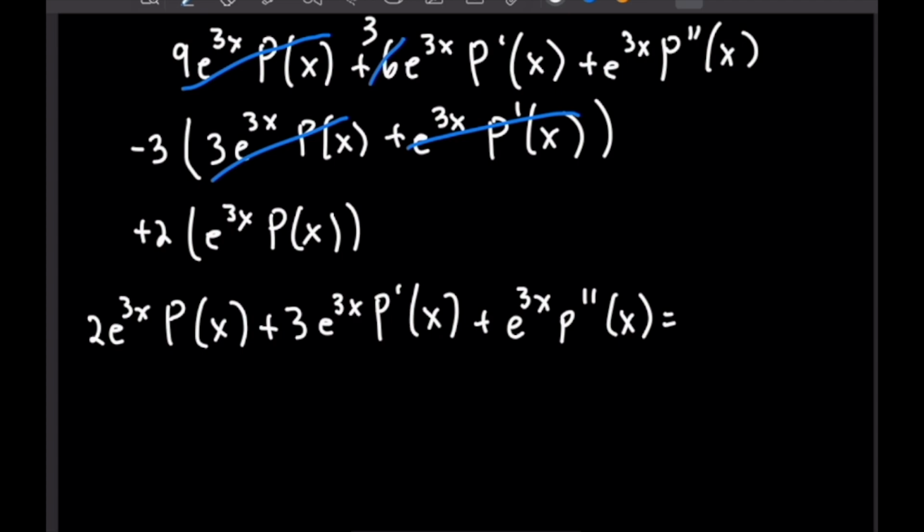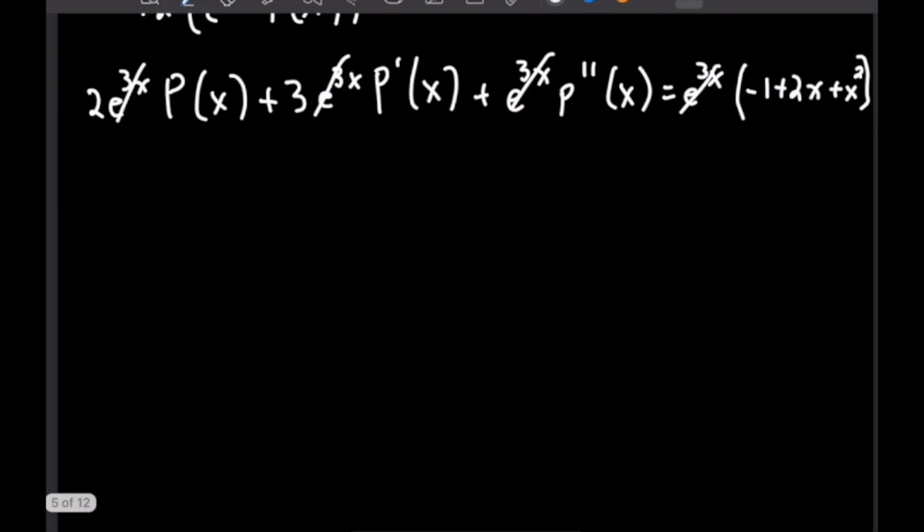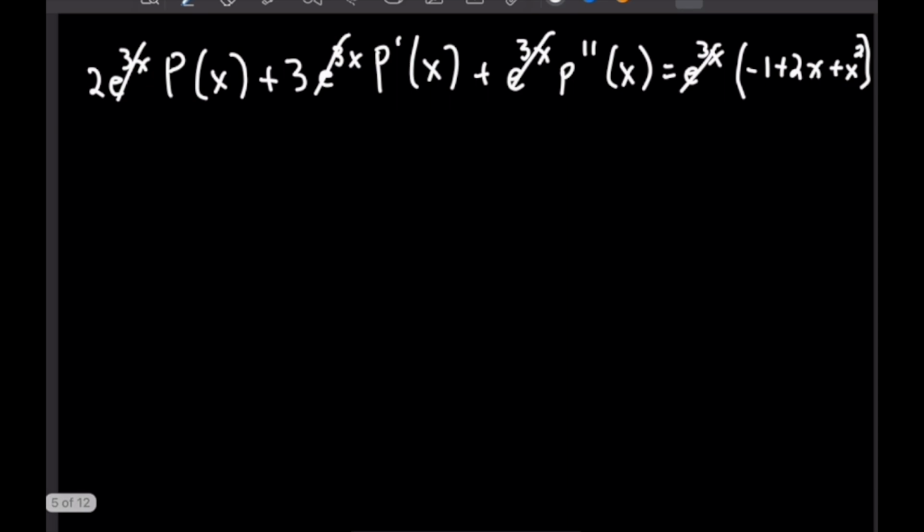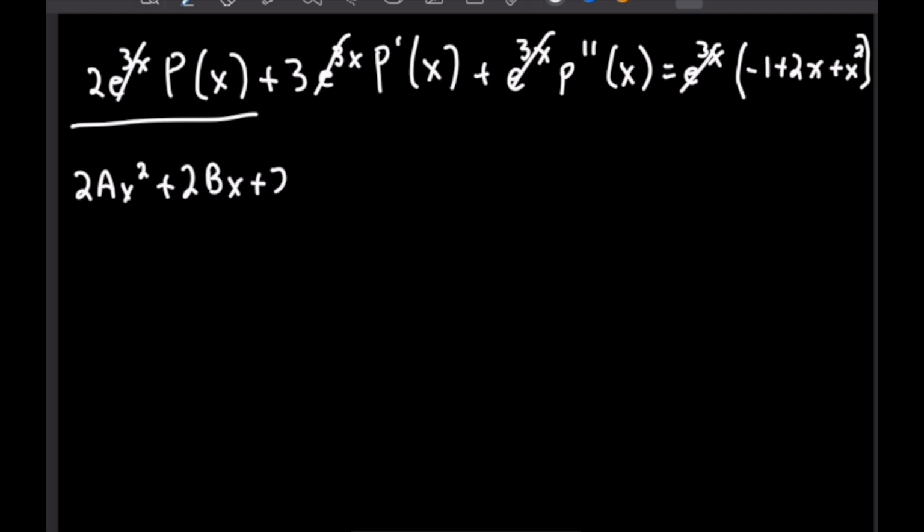And that's going to be equal to our e to the 3x times that polynomial from the original equation, which was negative 1 plus 2x plus x squared. Kind of running out of room there. Okay, but we can divide out this e to the 3x from all of our terms here. And now we can go ahead and expand these p of x terms that we solved for earlier and relate the coefficients of the different powers of x to our equation on the right-hand side to solve for our a, b, and c. So on this first part here, we will have 2ax squared plus 2bx plus 2c.